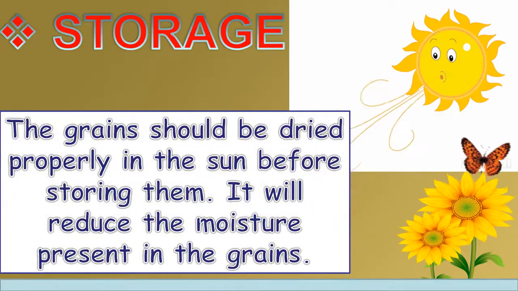Before storage, the grains should be dried properly in the sun. Excess moisture in the crops promotes the growth of microorganisms and can cause huge loss. Moisture may also germinate the stored seeds, which has to be avoided. Drying of seeds in the sun reduces the moisture present in grains.